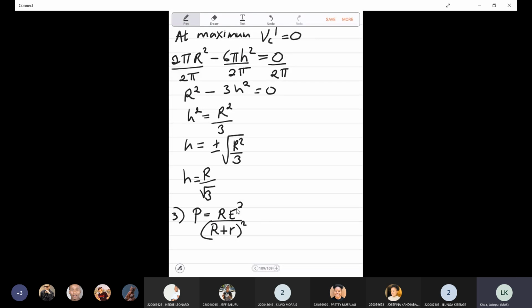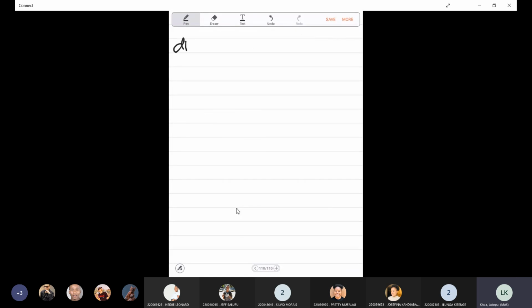So we find dP dR. We have to use the quotient rule. So that is the denominator as it is, multiplied by the derivative of the numerator, and then we subtract the derivative of the denominator, and then multiply by the numerator as it is, then divide by the denominator squared.